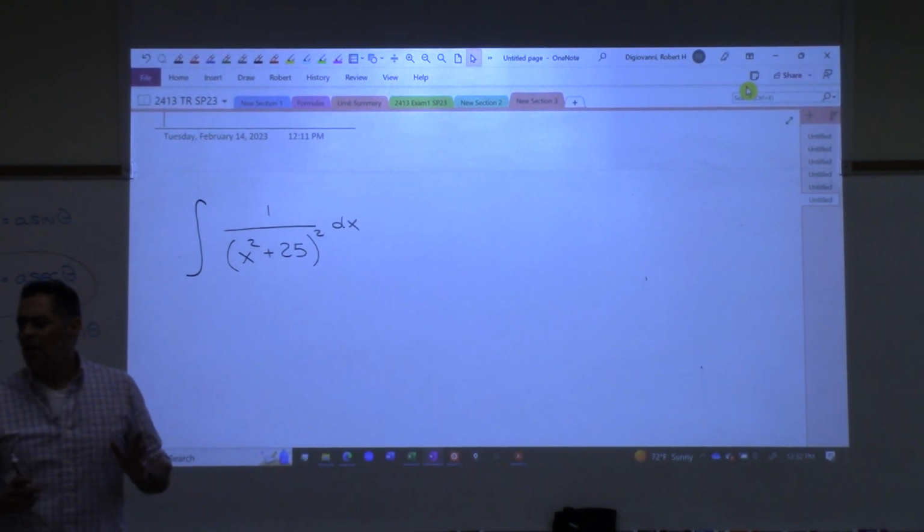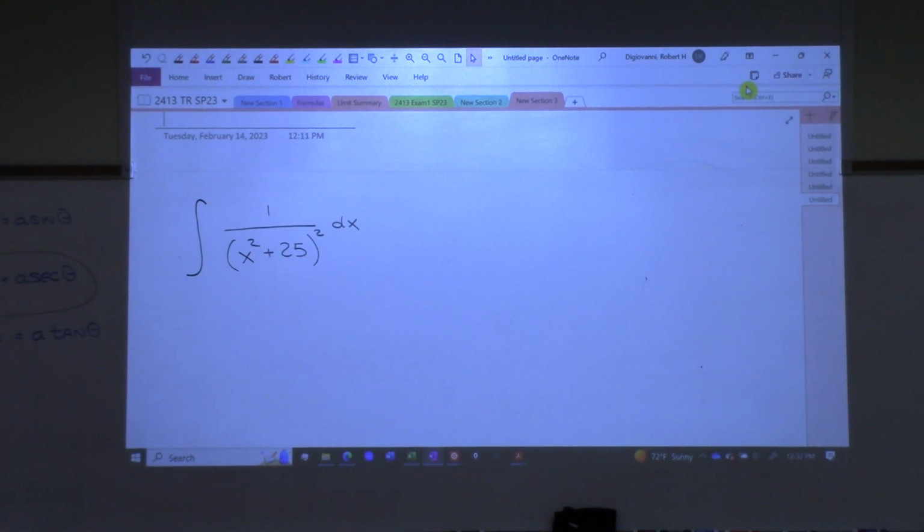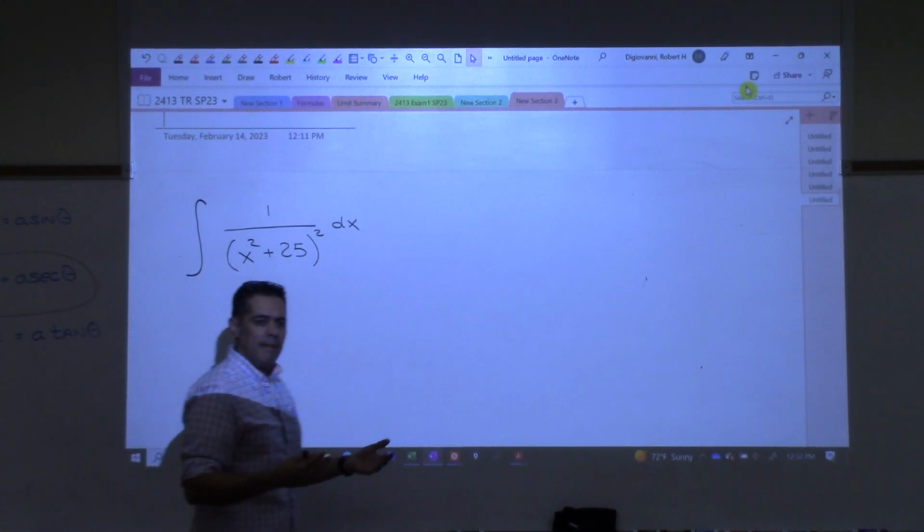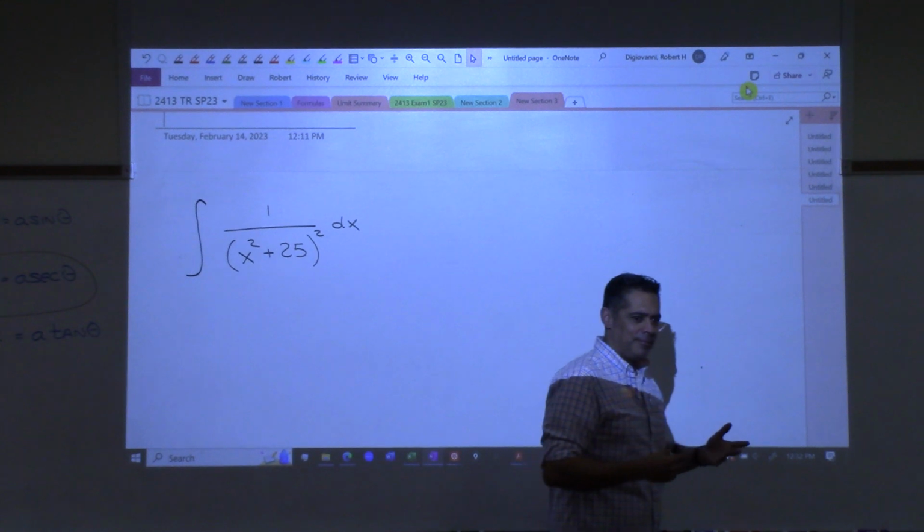So, off topic, on topic here. In the future, in engineering, computer science, you're never going to be doing these integrals. Which brings in the bigger question: why are we doing this?